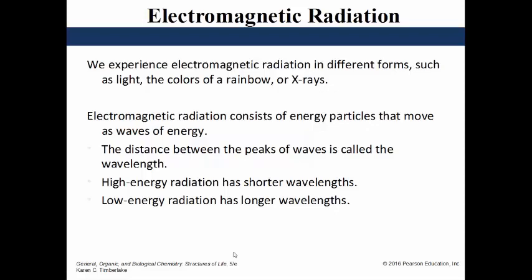Now this radiation will consist of energy particles that move as waves of energy. So think of a wave going up, then going back down. There's the top part, which is the crest or the peak, then it dips down into a trough. So the distance between these peaks of these waves, think of waves occurring at an ocean, the distance between those tops of those waves is called the wavelength. Radiation that has high energy will have much shorter wavelengths, and radiation that has low energy has much longer wavelengths.